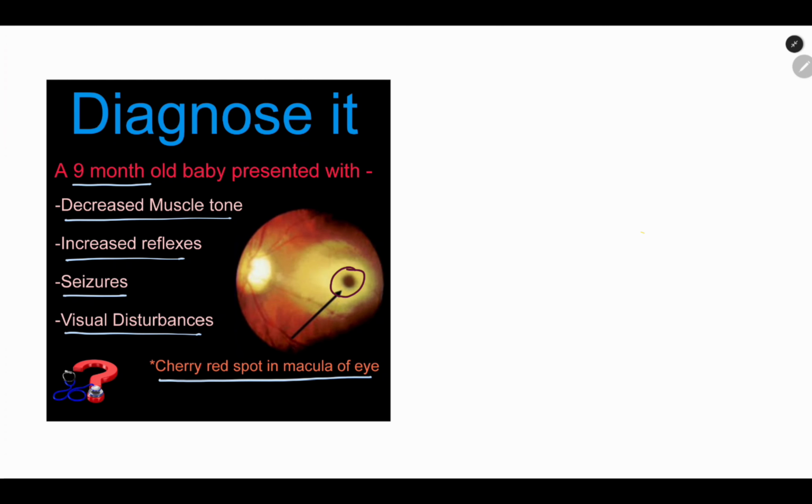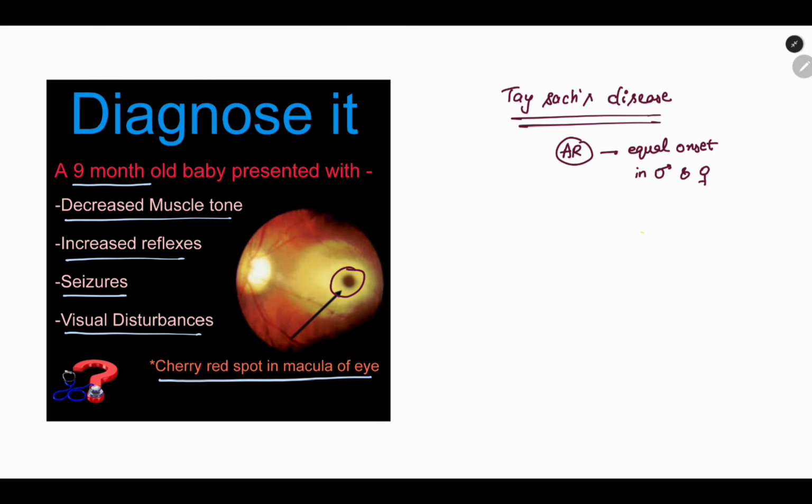So now let's discuss what this case is. It is a case of Tay-Sachs disease. Based on the findings, we can say that it is a case of Tay-Sachs disease. Tay-Sachs disease is a quite rare disorder and it is autosomal recessive. Autosomal recessive means there is equal onset in both males and females.